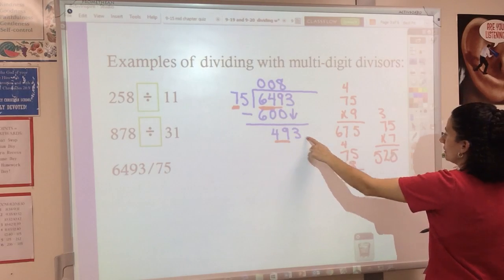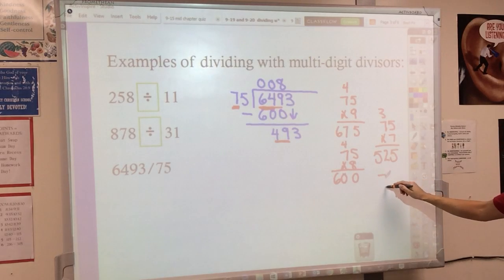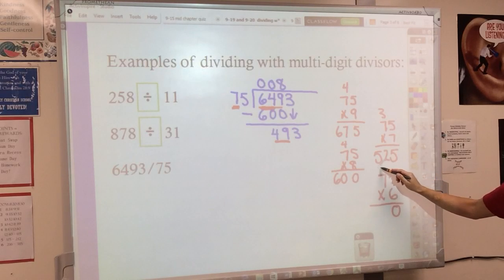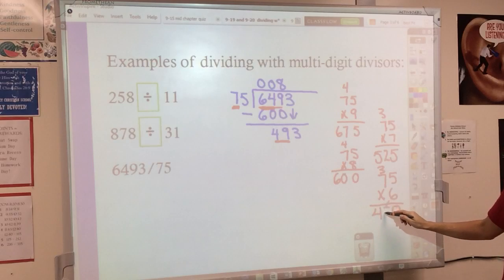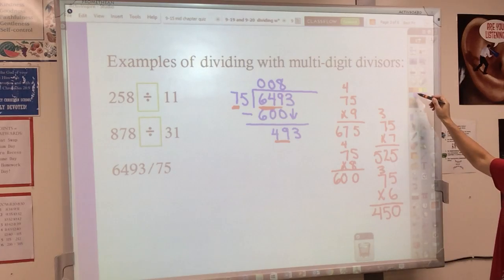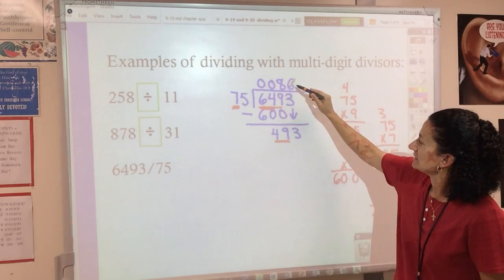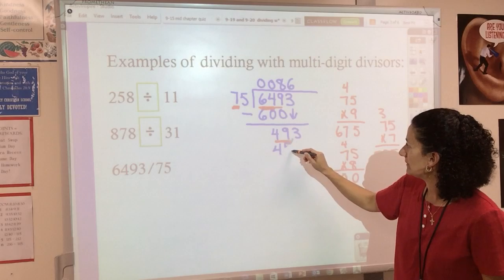I went a little bit too far. So if that's too big, I need to go down. I'm going to try 75 times 6. Okay, we're guessing and checking. 5 times 6 is 30. 7 times 6 is 42. 42 plus 3 is 45. Okay, now I'm under this. 75 times 6. So 75 goes into 493 6 times, because 6 times 75, I just figured out, is 450.